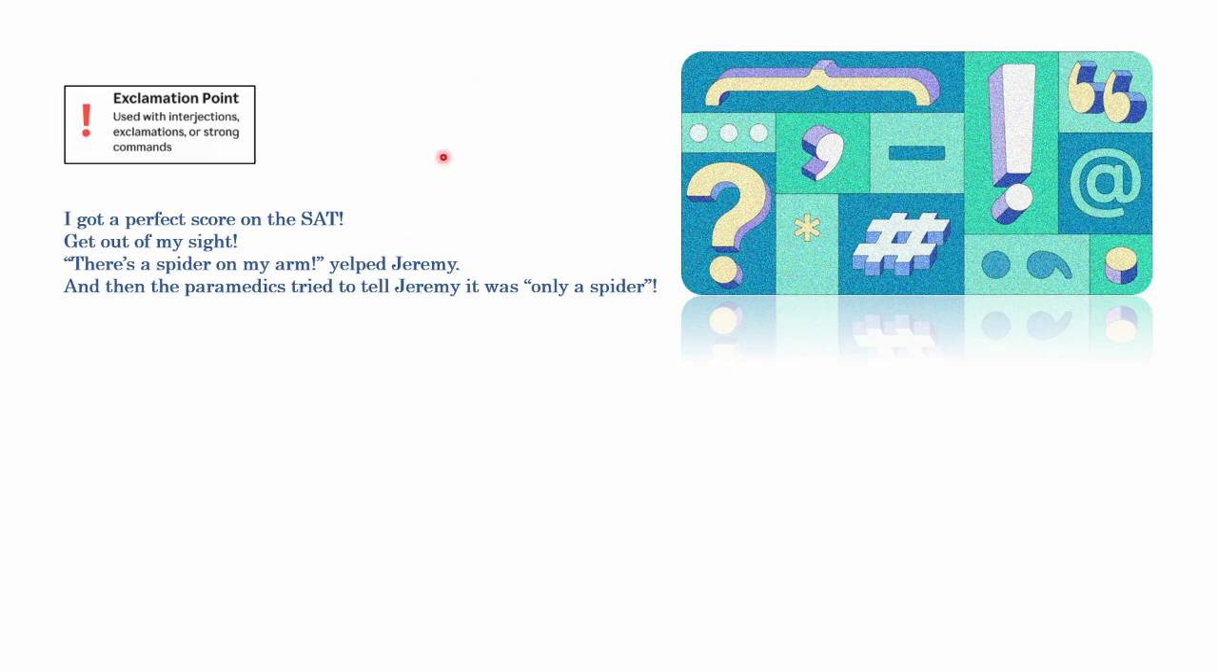Exclamation point or exclamation mark. This punctuation is used for interjections, exclamations, or strong commands. These are examples of the use of an exclamation point. If you want an exclamation point only for the quote, put the mark inside the quotation. But if you want it for the entire sentence, put it outside the quotation.